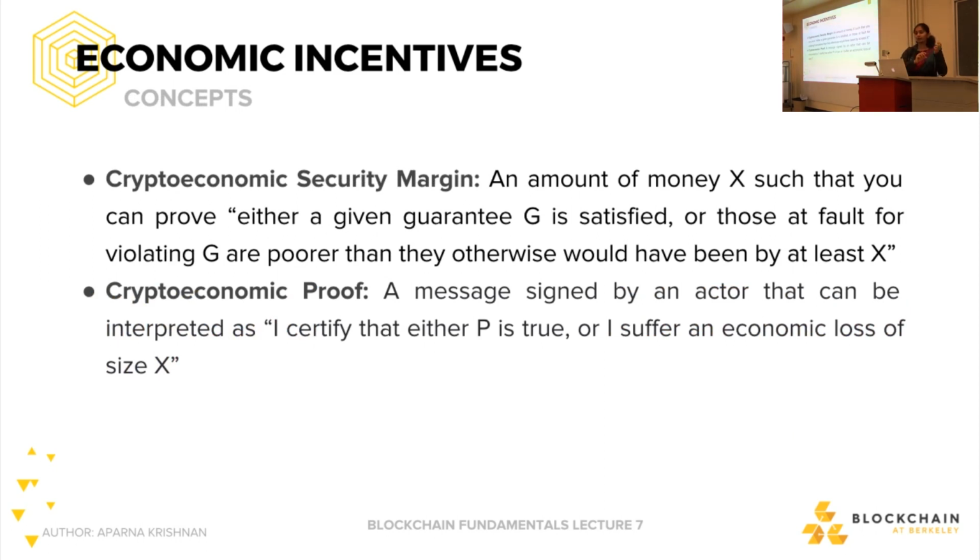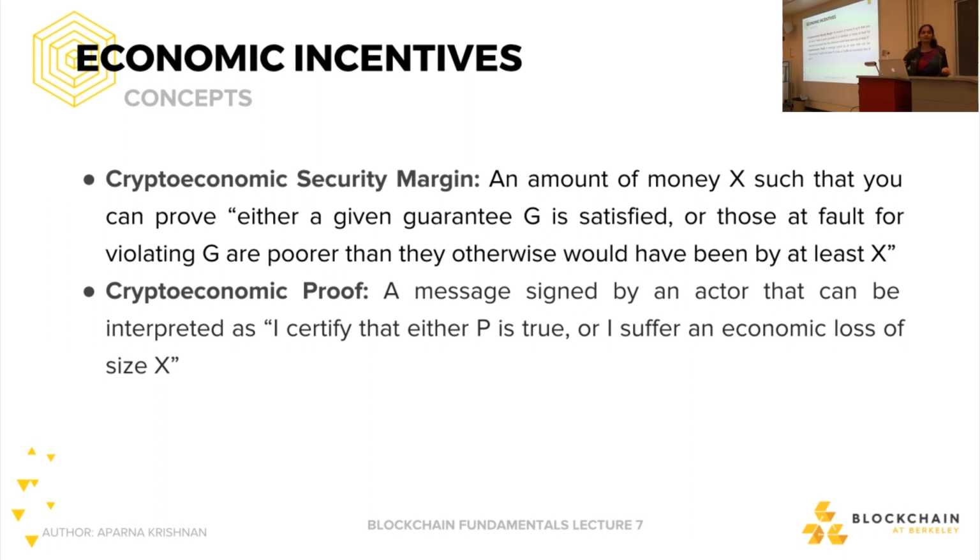So to understand how rewards and penalties fit in, we need to look at a couple of other concepts, like cryptoeconomic security margin. That is basically an amount of money such that you can prove that either a given guarantee G is satisfied, or those at fault for violating that guarantee will be poorer by this cryptoeconomic security margin. So for example, I could give you a guarantee that the next James Bond movie is going to raise, say, $150 billion. And if that guarantee is violated, the producers, the director, the actors, all of them will be poorer by at least maybe $100 if that's my cryptoeconomic security margin.